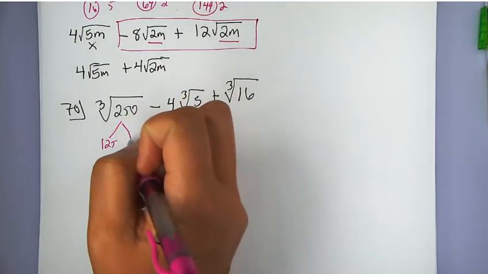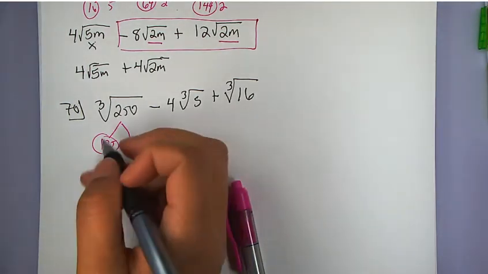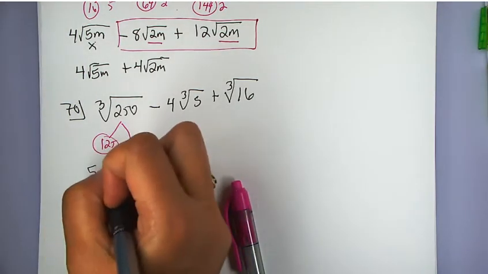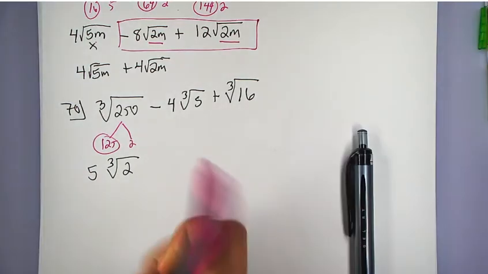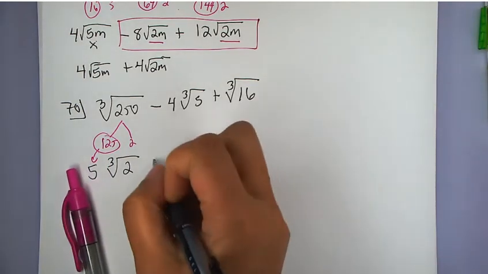Again, we're going to combine like terms. Combine this one and combine that one. If I combine those, 5 plus 2 is 7, so I end up with 7 cube root of 2 minus 4 cube root of 5. And this is my answer. Alright, with that being said, we are done with this section.